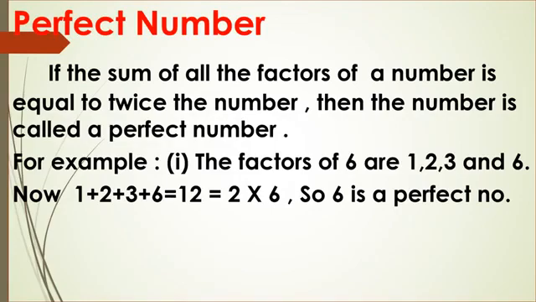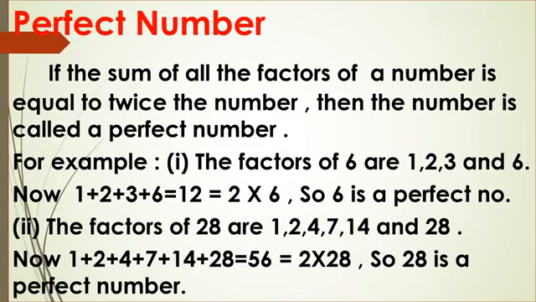See one more example. Now, I am taking a number 28. Make the factors of 28: 1, 2, 4, 7, 14 and 28. Okay. Find out their sum. When you find out their sum, you will get 56.